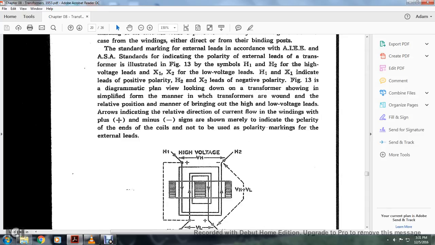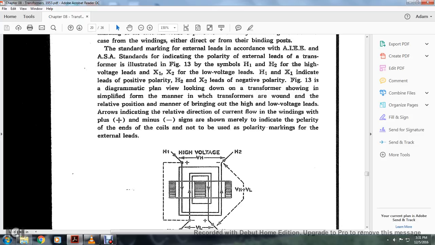The standard marking on the external leads is in accordance with the AIEE and ASA standards, indicating the polarity of the external leads of the transformer, illustrated in figure 13 with the symbols H1 and H2 for the high voltage leads and X1 and X2 for the low voltage leads. The H1 and X1 indicate the leads with the positive polarity. H2 and X2 the leads with the negative polarity.